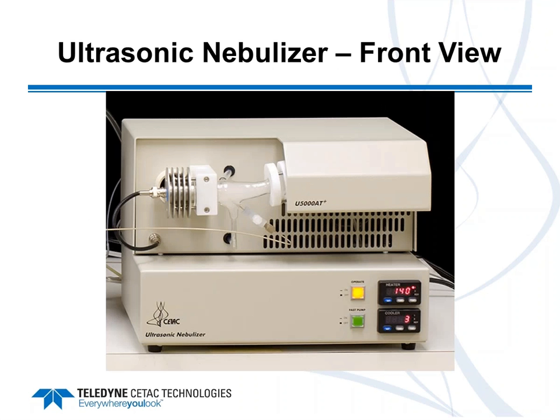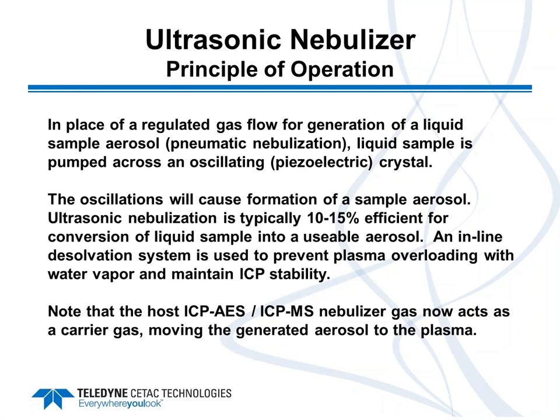So first, here is a front view of the U5000 AT+, the ultrasonic nebulizer from CETAC. You can see in the glass chamber on sort of the middle left part of the unit the aerosol that's generated. And that's simply generated by pushing in the yellow operate button on the front of the unit. The principle of operation of the ultrasonic nebulizer is different from that of a conventional pneumatic nebulizer. In place of that, we're using a piezoelectric transducer or an oscillating crystal to break up a flowing liquid into an aerosol.